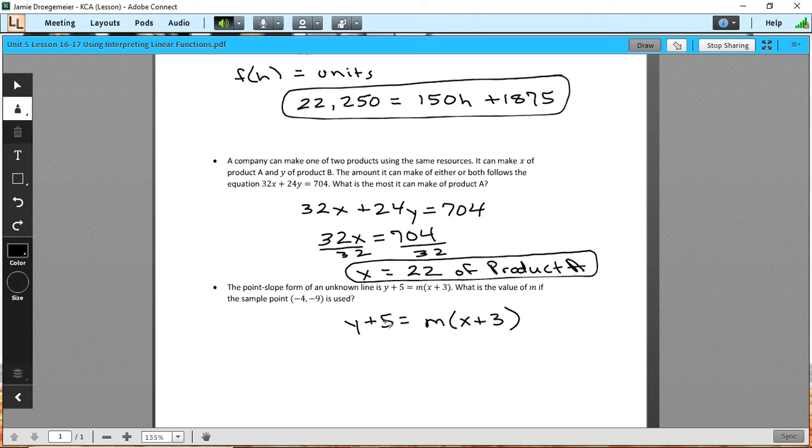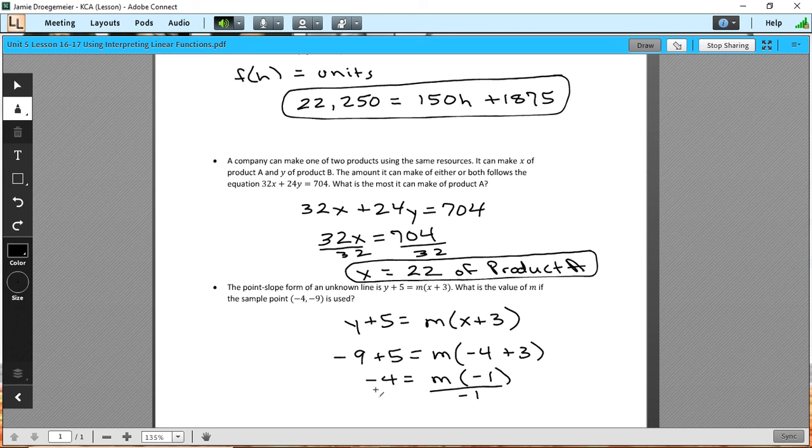Well, what we can do is plug in that -4 and -9 into our equation for x and y so that we can figure out what m would be. So we're going to plug in -9 for y, that's our y value. And then we're going to plug in -4 for x. And now we're going to go ahead and do our calculations here. -5 plus 4 is -4. We still have m here. -4 plus 3 is -1. So this is -1m equals -4.